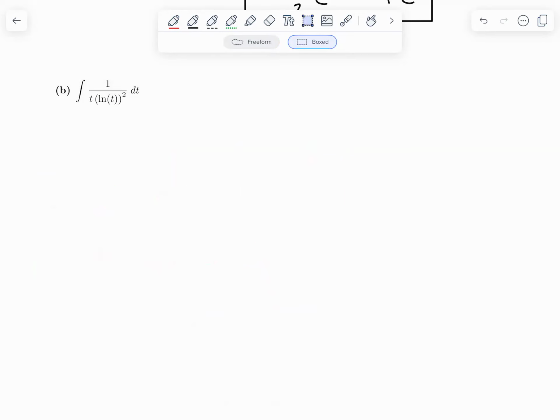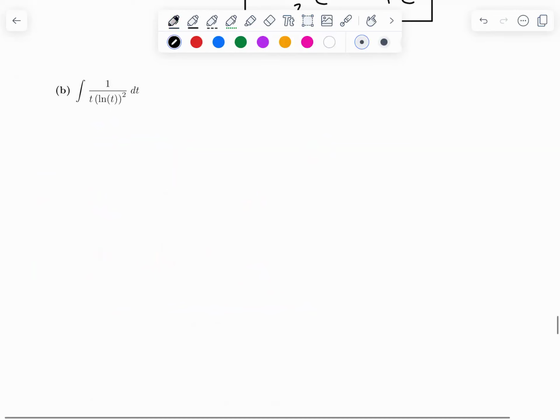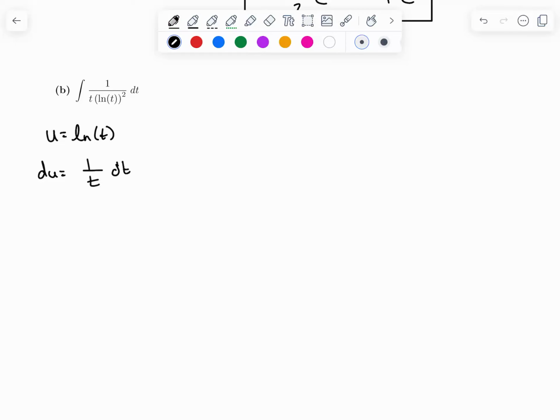So you could try and make it ln of t quantity squared, but that also will not end up coming to fruition. So the best choice would be to make u equal to ln of t. Then du would be 1 over t dt. And so instead of dividing this time, now we got to multiply.